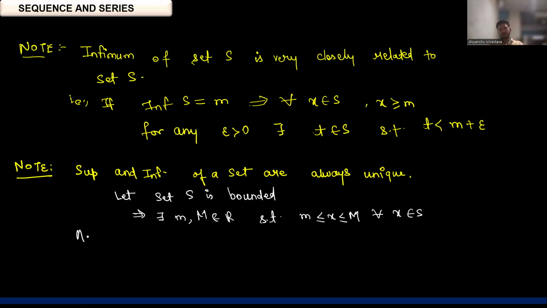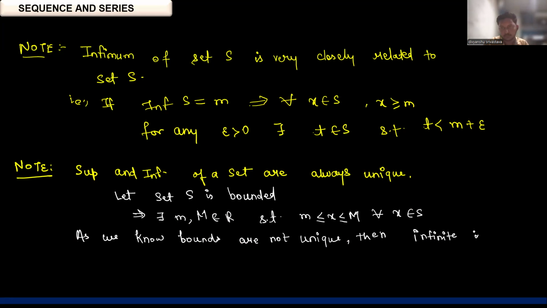As bounds are not unique, then the supremum and infimum are unique numbers. Okay, now move on to the next slide.